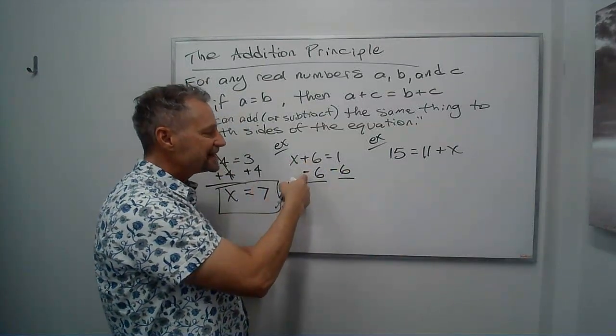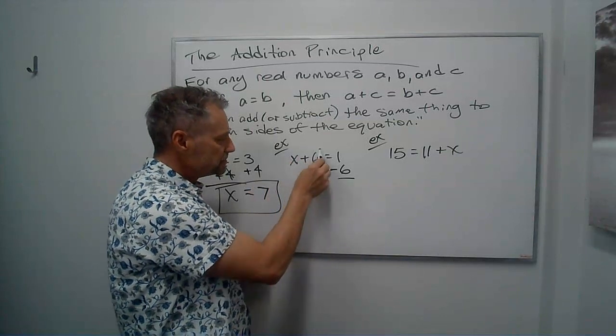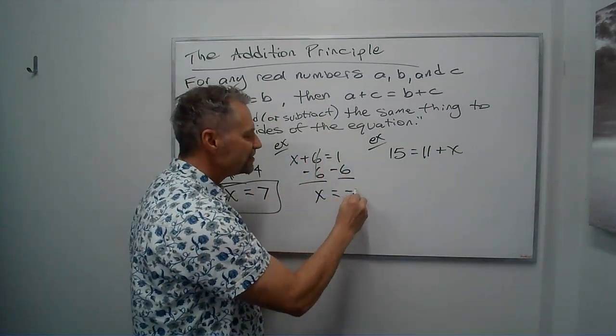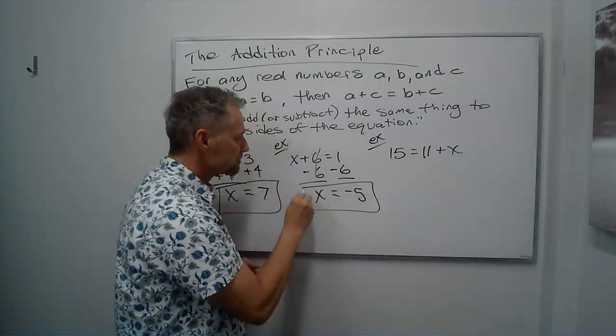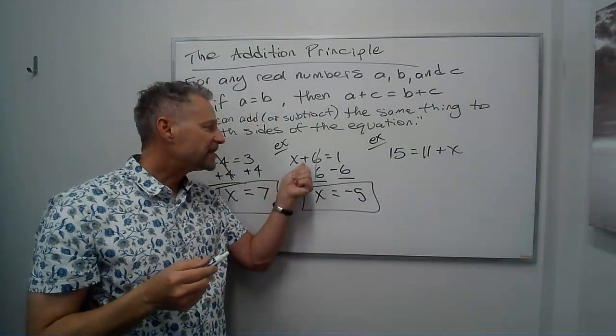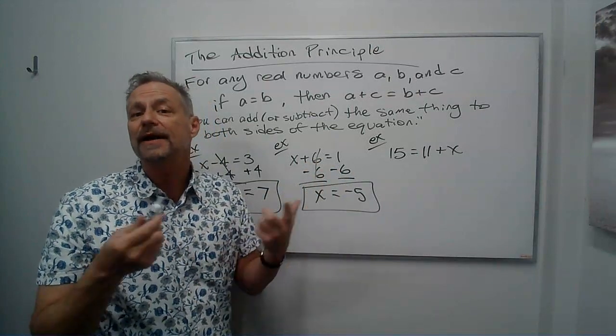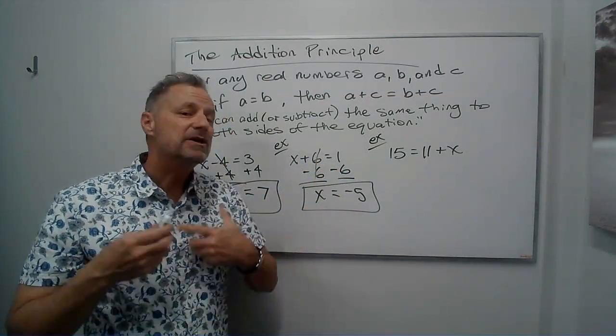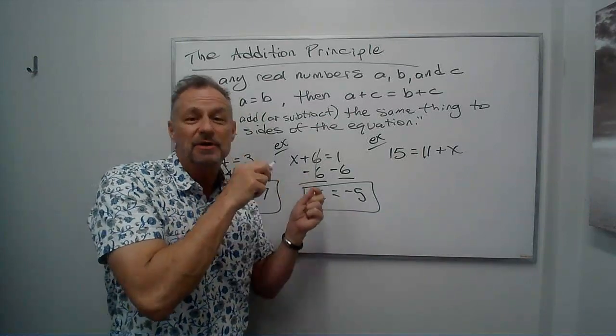So the plus 6 and the minus 6, again, those cancel out. I just get the x. And then 1 minus 6 is negative 5. And again, I can check. Negative 5 plus 6 is in fact 1. I know it is a solution. I know that's the right answer. Equations are nice because we can check them to make sure we have the right answer.